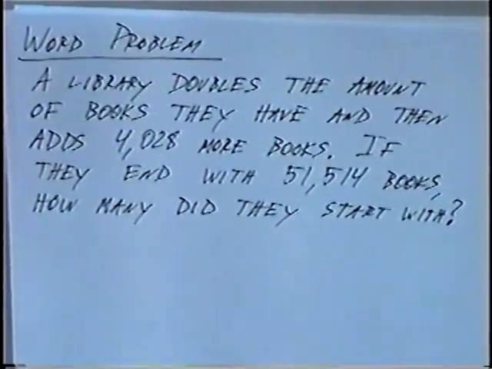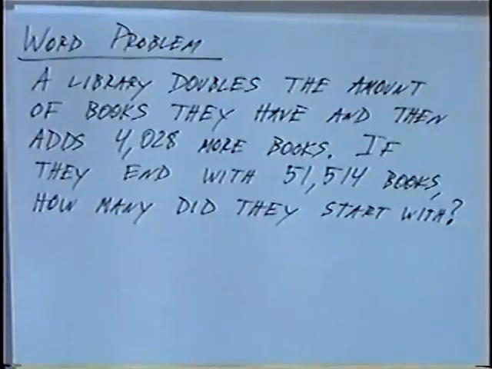A library doubles the amount of books they have and then adds 4,028 more books. If they end with 51,514 books, how many did they start with? To solve this question, we can write an equation and then solve for the variable.